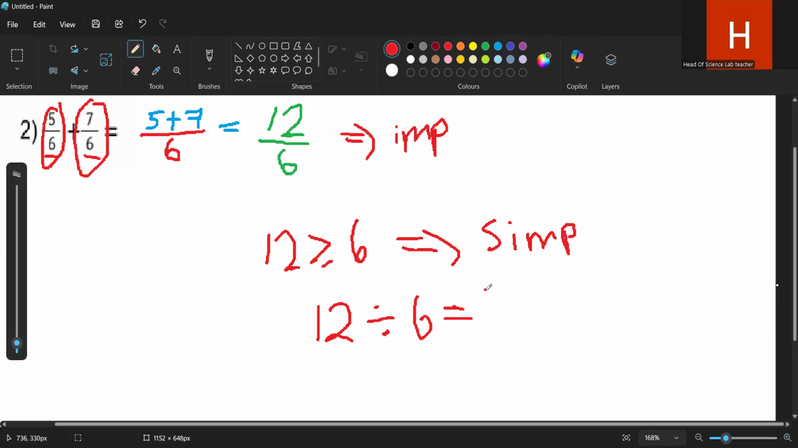You'll learn more about the other methods as you get older. All right, so we do 12 divided by 6. In that case, if you remember your division tables or you remember your multiplication tables, it's just 2. And that's it. That's the final answer. All right, so that is how you do this problem.